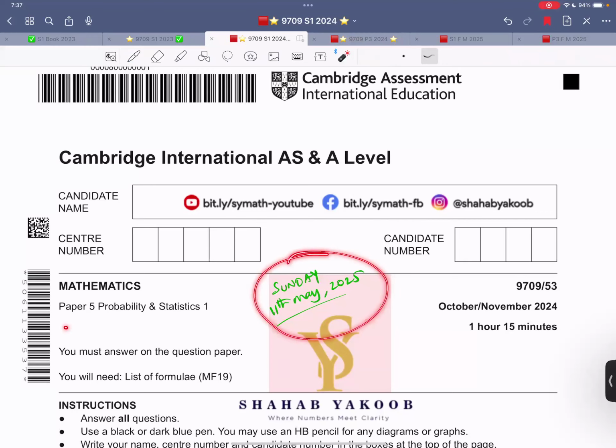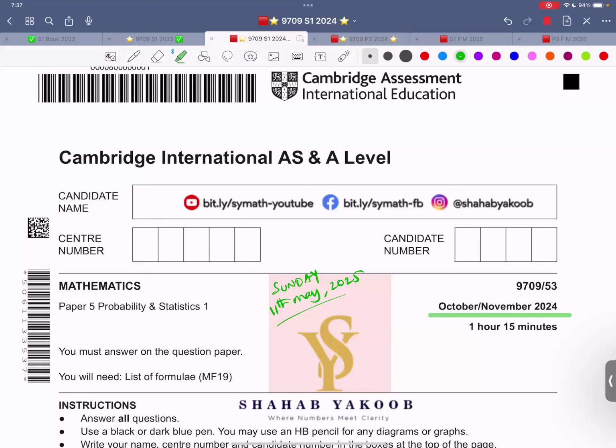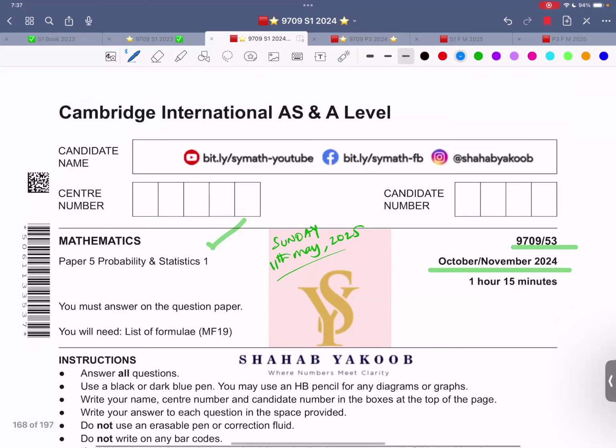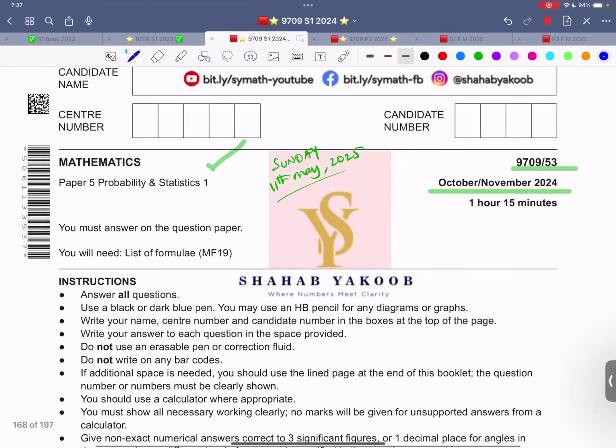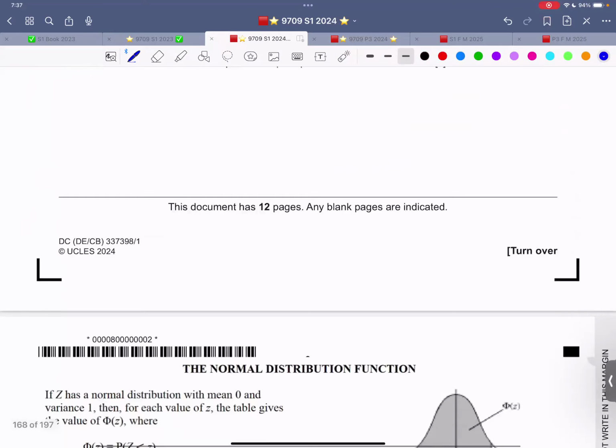We are solving this particular S1 paper, which is of October-November 2024, variant 53, and this is S1. So now this is 7:37. It's a walkthrough paper. So we are starting at 7:37 and let's time our explanation.